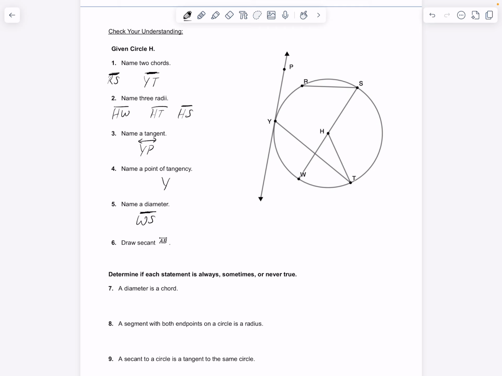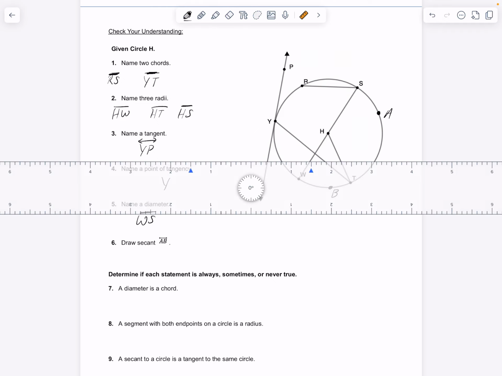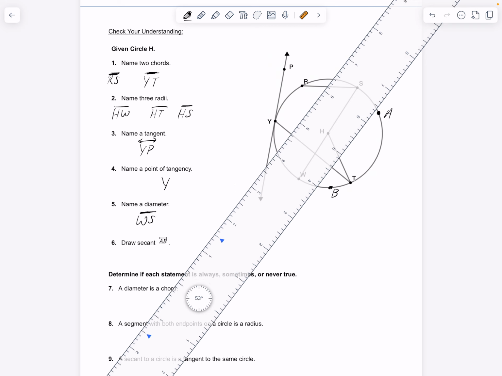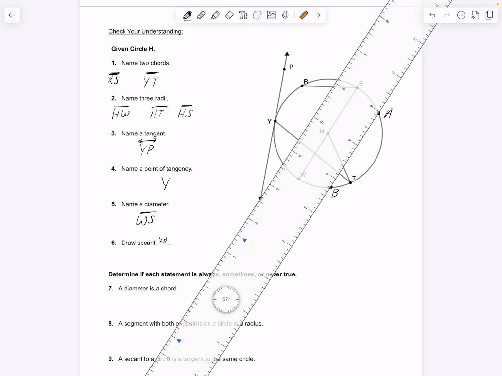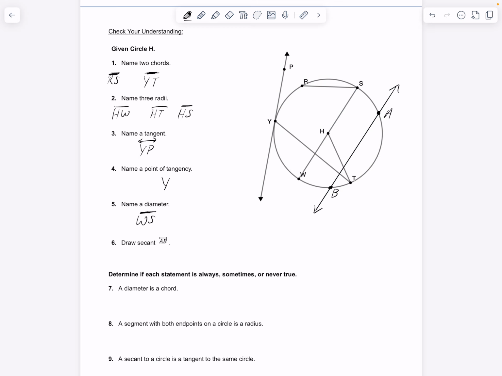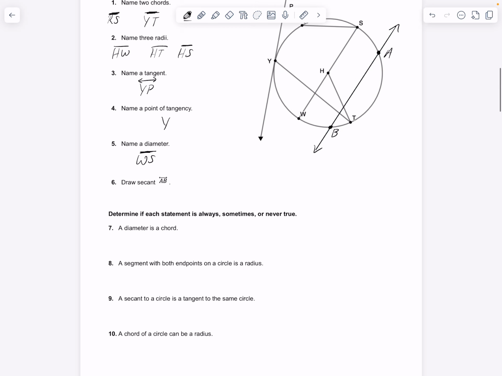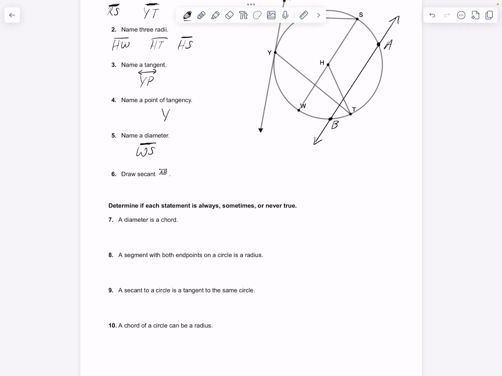A diameter has to go through the center, so through H, I see WS is my diameter. And then draw secant AB, so I'll go ahead and draw the 2 points. So there's A, there's B, and I'm going to draw the line that goes through those. All right, so there is secant AB. Okay, so now let's answer these 4 questions based on some of this vocab.